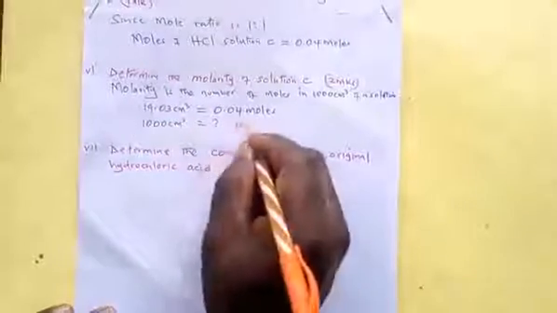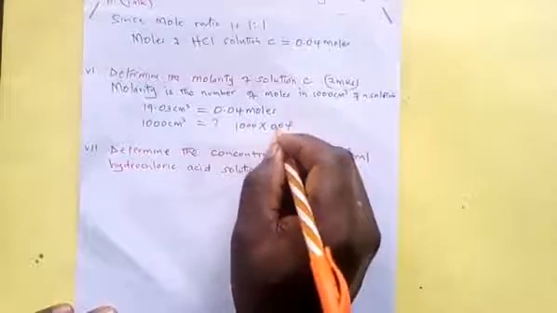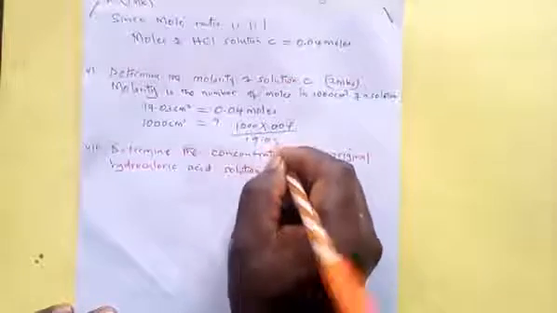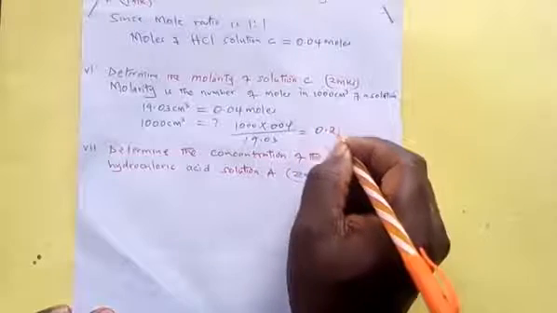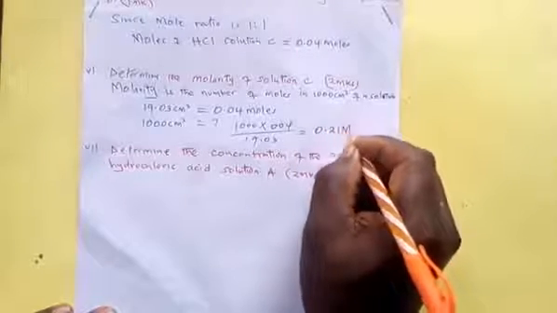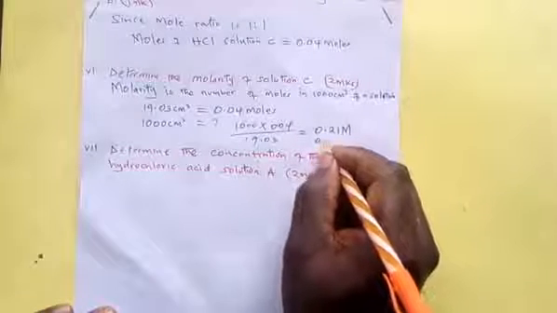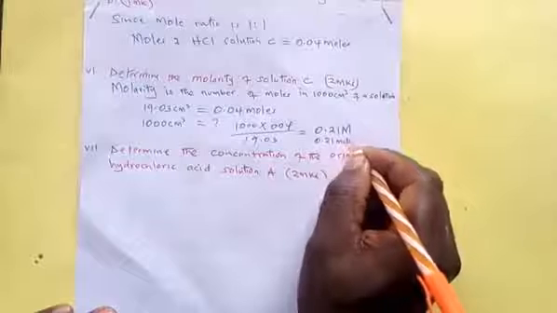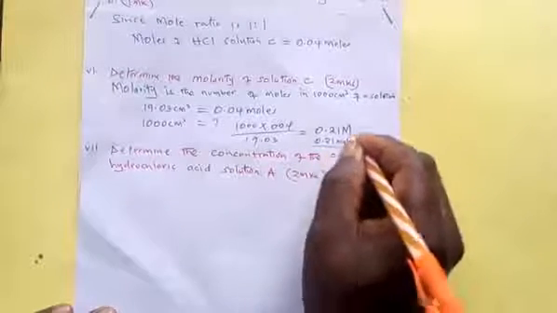So 1000 times 0.04 divided by 19.03, which will give you 0.21 molar. Capital M stands for molarity. You can also write 0.21 moles per liter. This and this are the same.